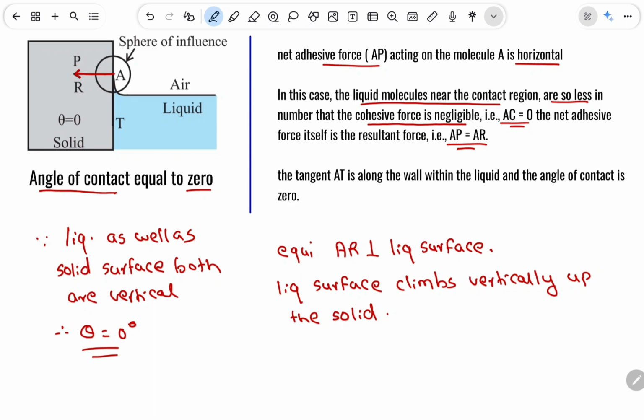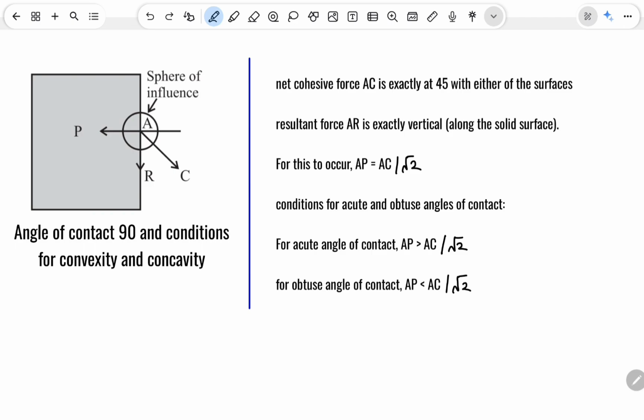So, this is the case of zero angle of contact, which occurs when the cohesive force at the point of contact is 0. Okay, so let's move towards the last case of the angle of contact, which is an angle of contact equal to 90 degrees. And we have already seen that when the angle of contact is 90 degrees, the shape of the meniscus, which is the top surface, is flat.